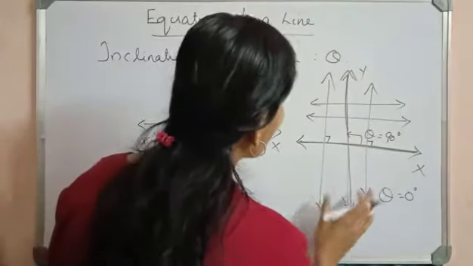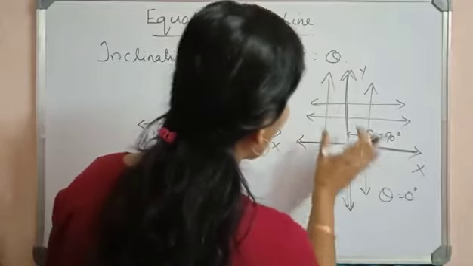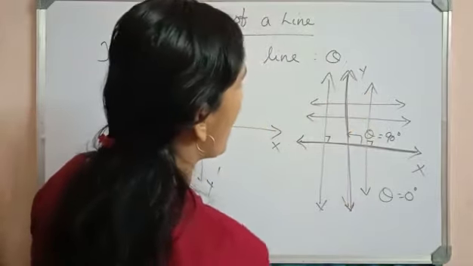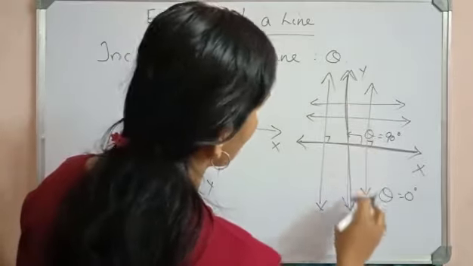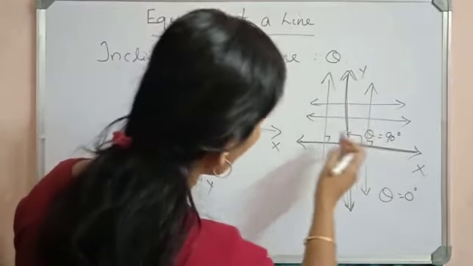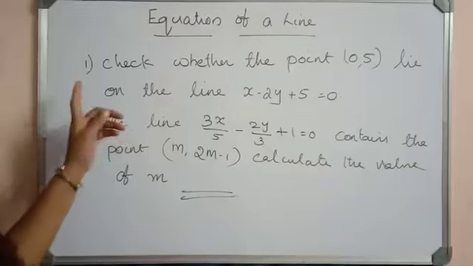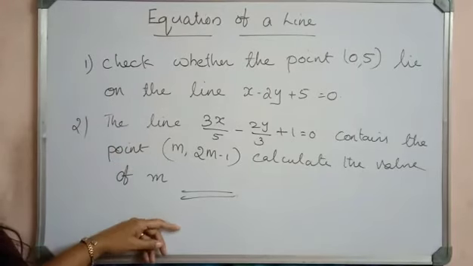So we can say that the inclination of the x-axis or any line parallel to the x-axis is 0, and the inclination of the y-axis or any line parallel to the y-axis is also 90 degrees. Now these questions are for you. Solve them and let me know the answer.